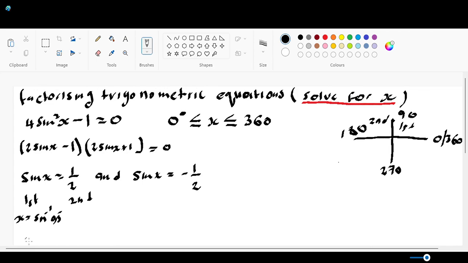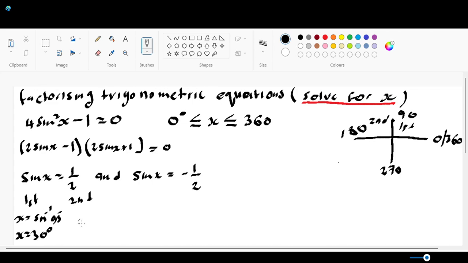So what do you get when you say sine arc 0.5? Now you're using your calculator, guys. You will get 30. So our first answer here is going to be 30 degrees, right? So we are fine with this one. So this is the first answer for the first quadrant, whereby sine is positive.